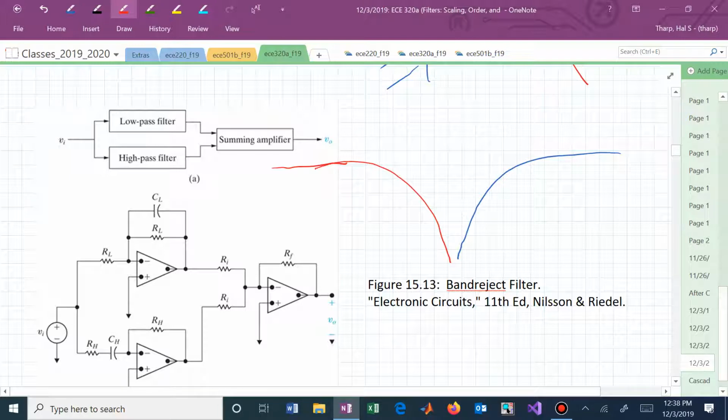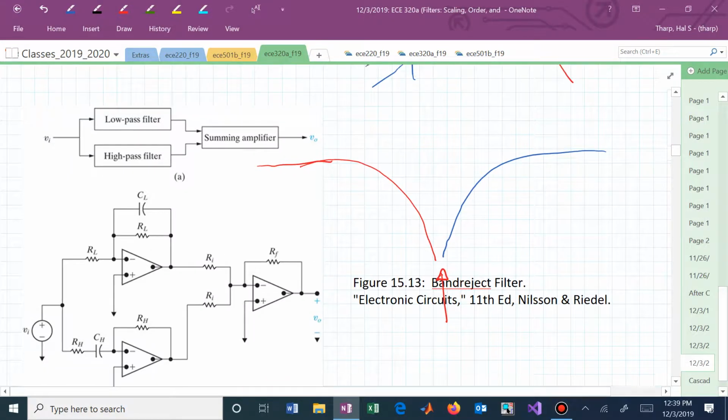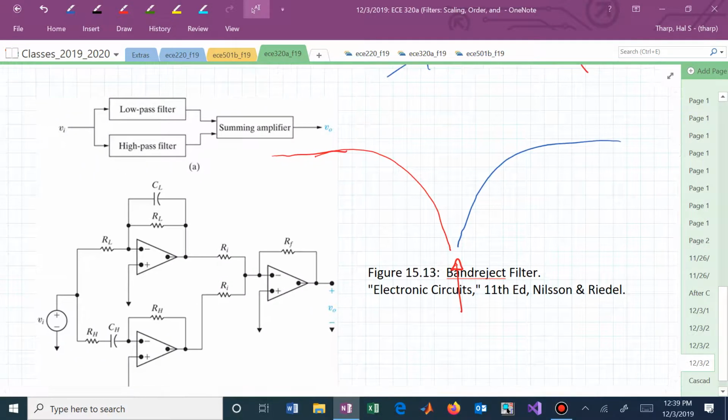So in this case, this is what we are looking for. That's now rejecting that particular frequency band by the choice of the high pass and low pass filters' cutoff frequencies. And that's how you could then build a band reject. Again, all of these were using active filters or op amps to produce those filter properties.